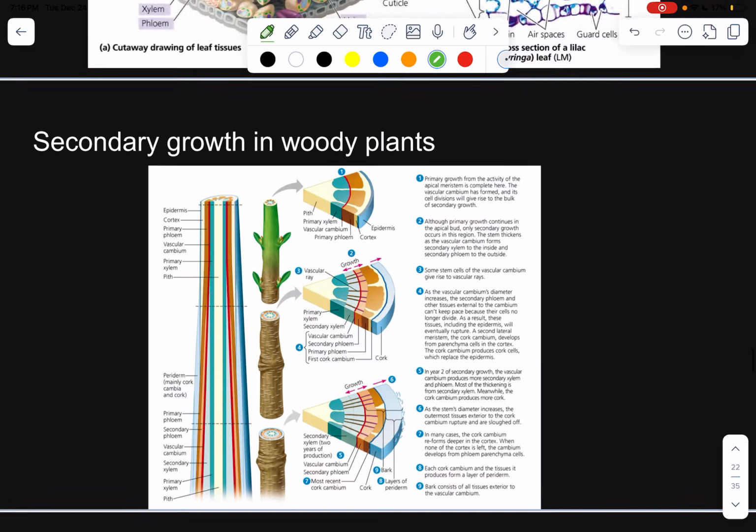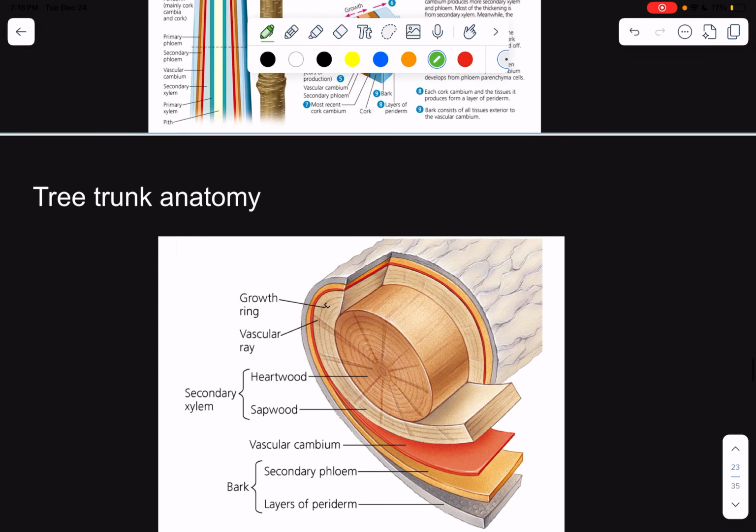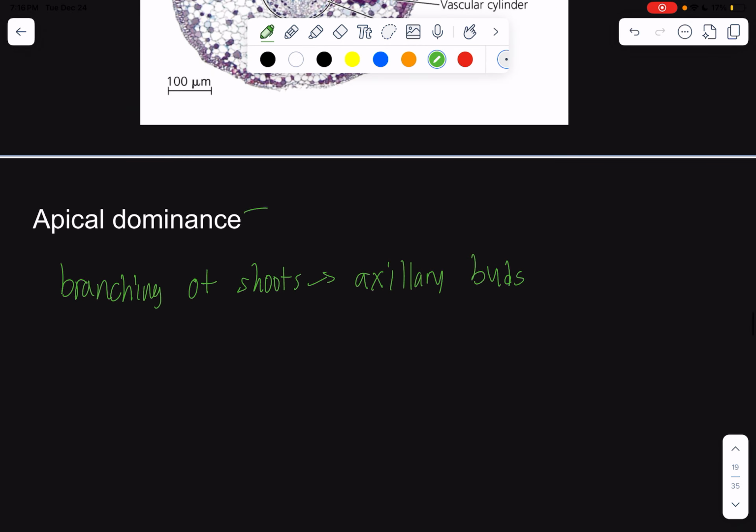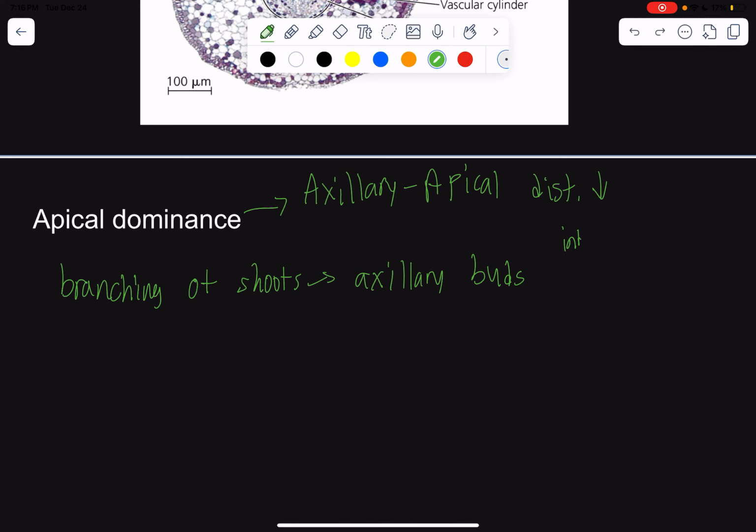So let's go ahead and define this term. So as the axillary apical distance decreases, goes down, the inhibition decreases. No, sorry, the inhibition increases. And again, this is called apical dominance.